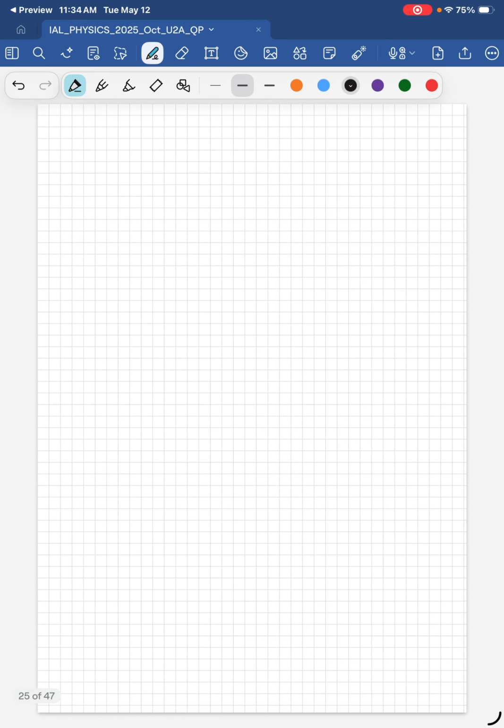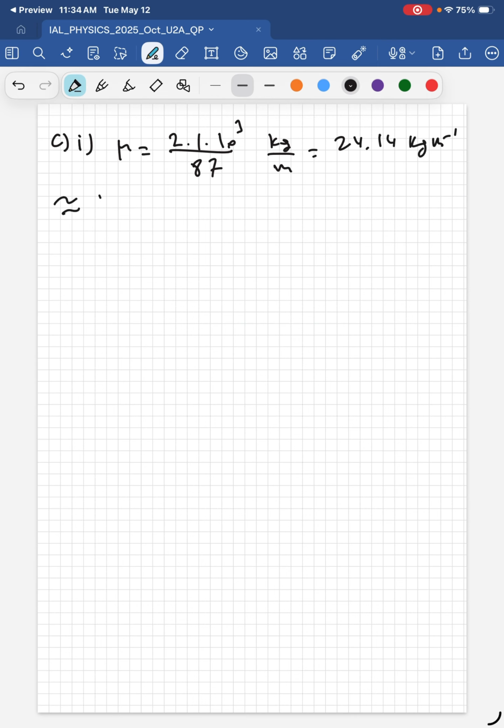Okay, this one is easy. So C1, we get that mu is 2.1 times 10 to the third kilograms over the length, which is 87 meters, so this yields 24.14 kilograms meters to the minus 1, which is about 24 kilograms meters to the minus 1.